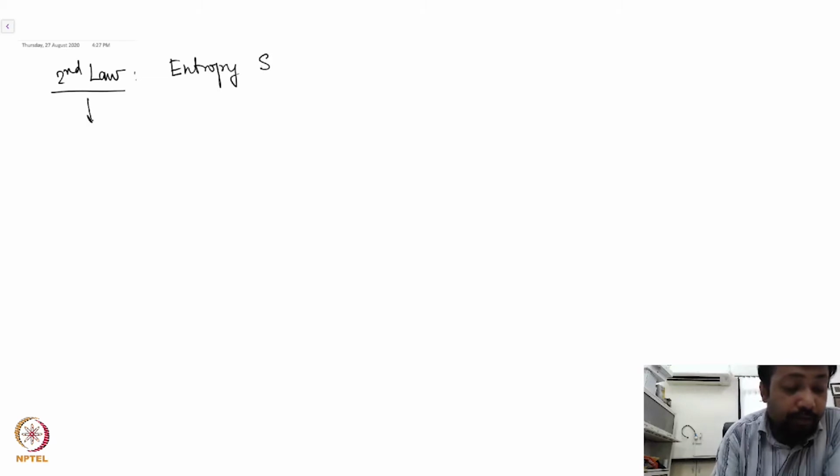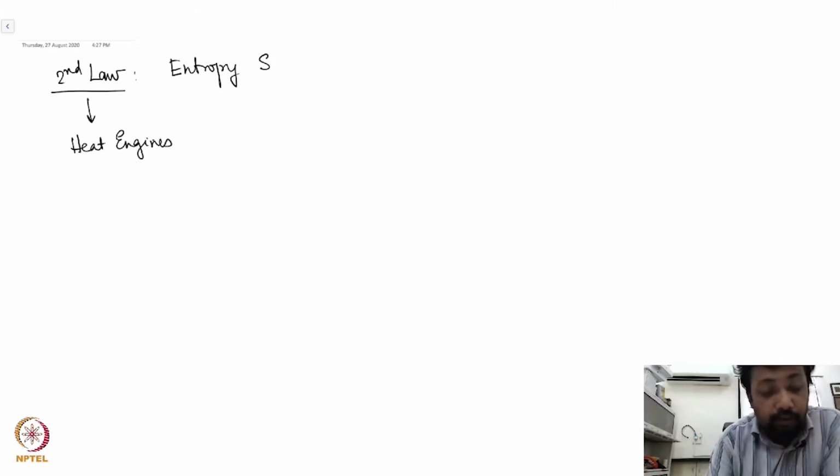Now comes the second law. The second law is slightly different in the sense that it introduces an important quantity, which is the entropy S. Now, historically, the second law was formulated with the beginning of the heat engines.